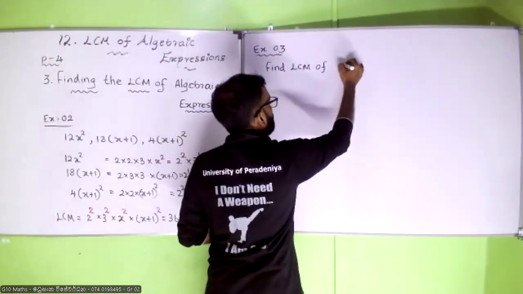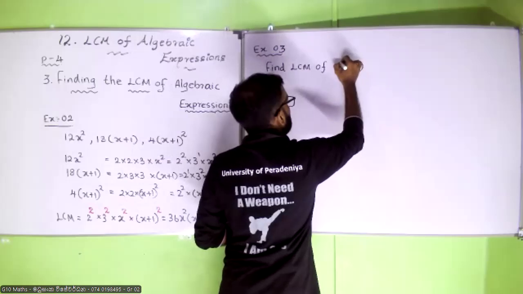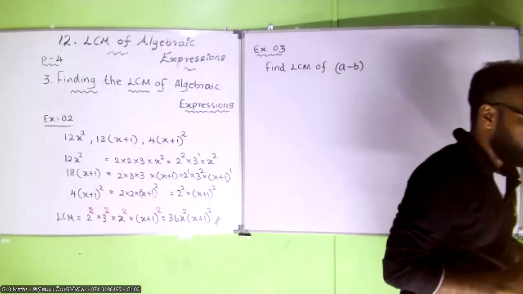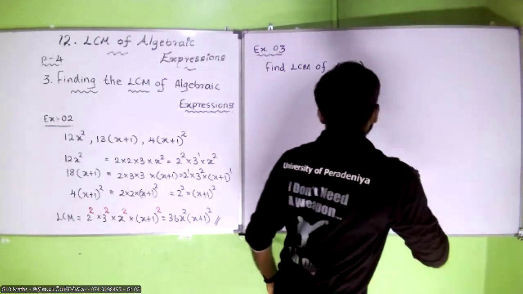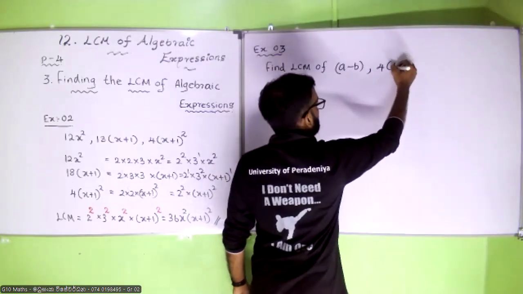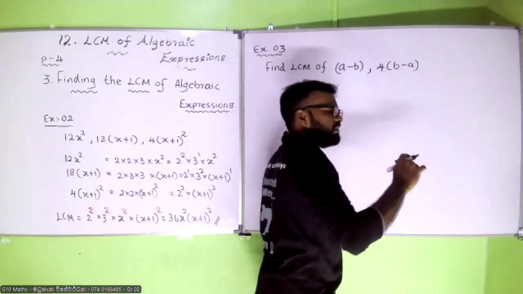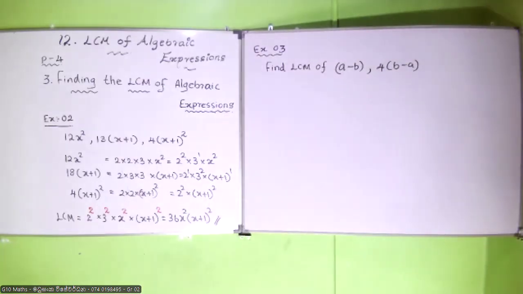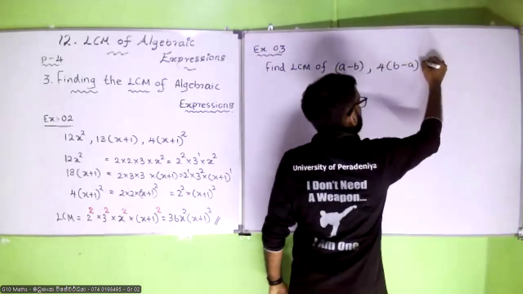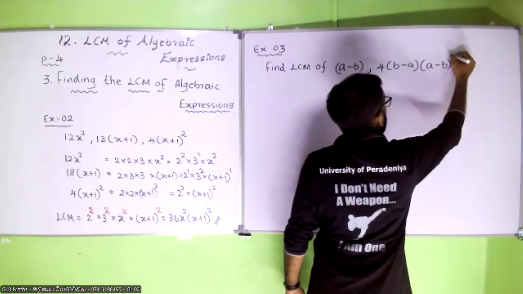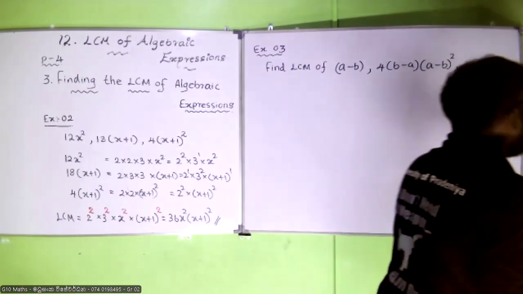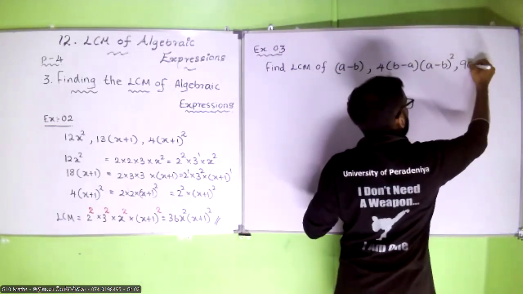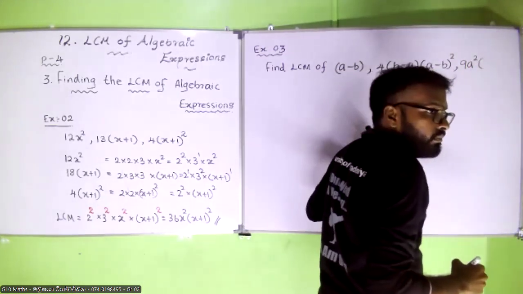Find the LCM of a minus b and 4 times b minus a. Then b minus a times a minus b to the power 2, then 9a to the power 2, a to the power 2, a plus b. Here you need to pay attention to something.